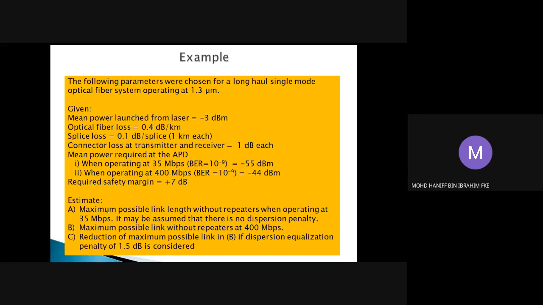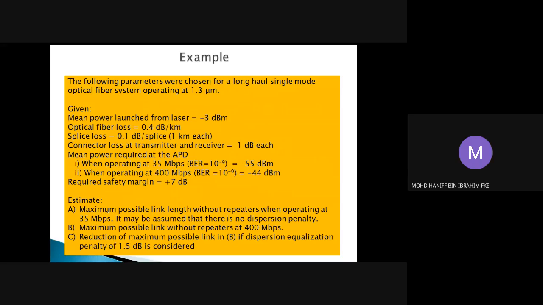Okay, so let us proceed with question number 3. This is about single mode fiber optics operating at 1.3 micrometers. We are given that the mean power launched from the laser is -3 dBm. The optical fiber loss is 0.4 dB per kilometer. The splice loss is 0.1 dB per splice, so for every 1 kilometer, we're going to have 1 splice, and for every splice, the loss is 0.1 dB.